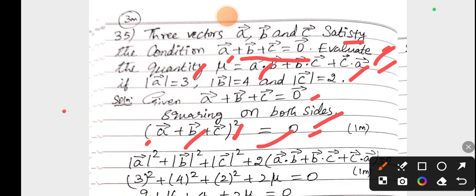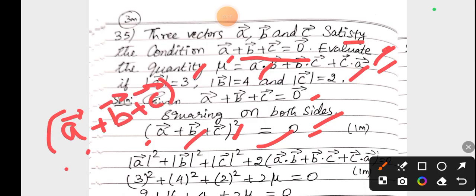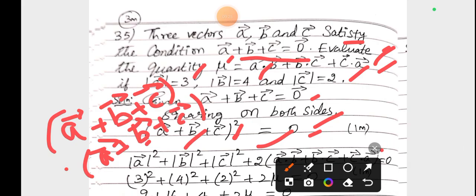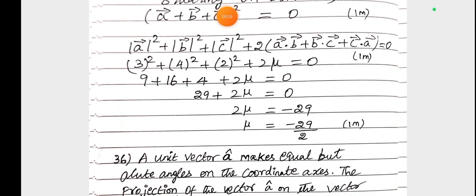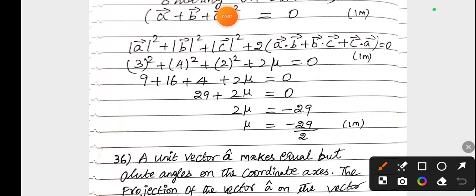Or you can multiply by dot product, A vector plus B vector plus C vector dot A vector plus B vector plus C vector. Then you can multiply inside, you will get the same values. Then hereafter it is just substitution work, children. What is our substitution? Magnitude of A vector, apply 3 square. Magnitude of B vector, 4 square. Magnitude of C vector, 2 square.